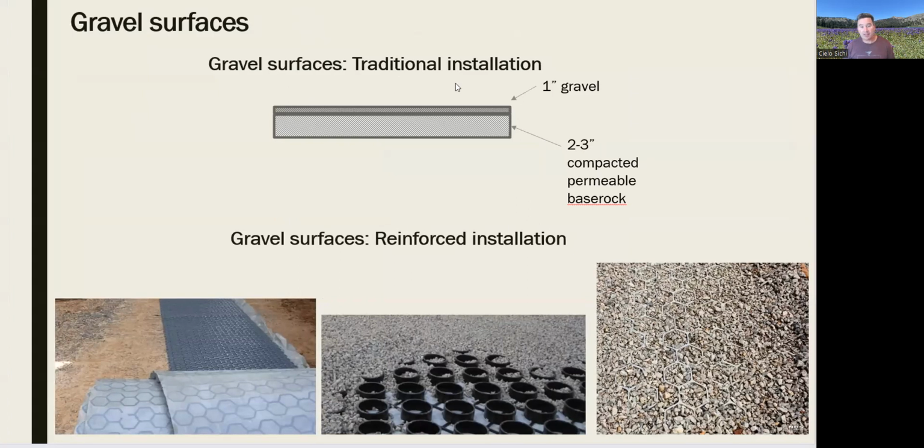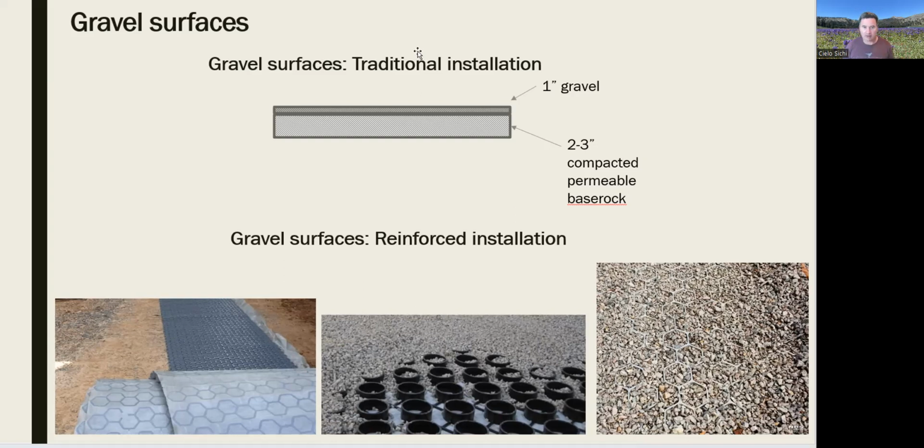And you can do traditional installations. Now, the traditional installation is just gravel, ideally on some sort of compacted permeable base rock. A lot of times people don't like gravel surfaces because they're installed way too deep. The gravel is 1.5 to 3 inches deep. And when you're walking through that loose gravel, it's a lot like walking through soft sand, which can be really challenging and sort of uncomfortable.